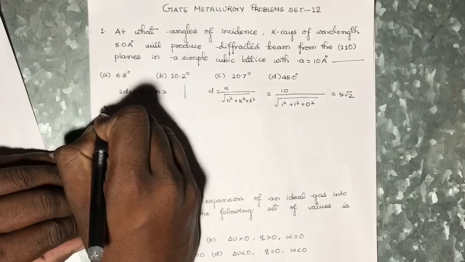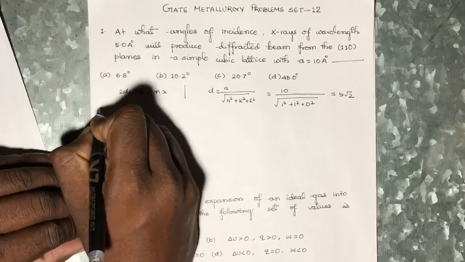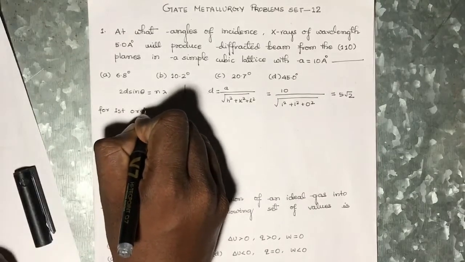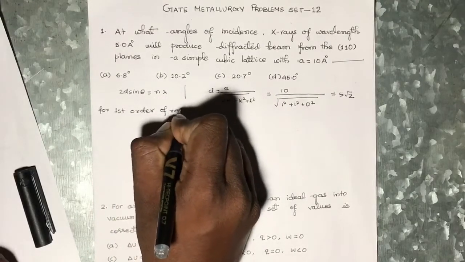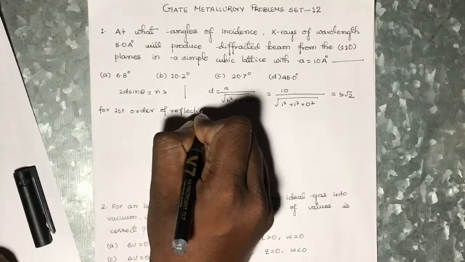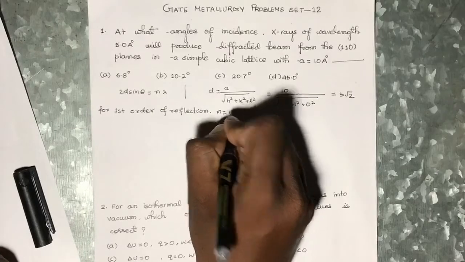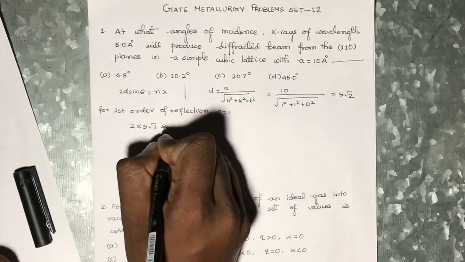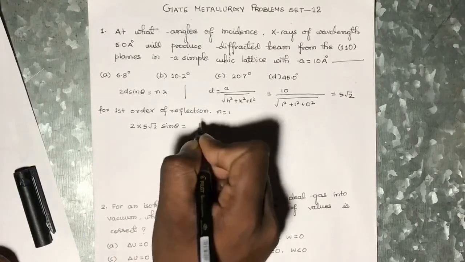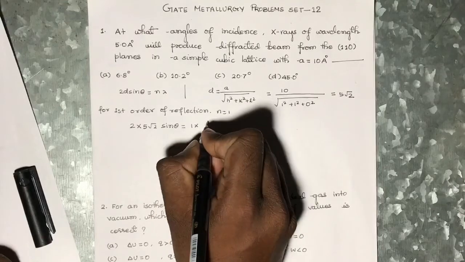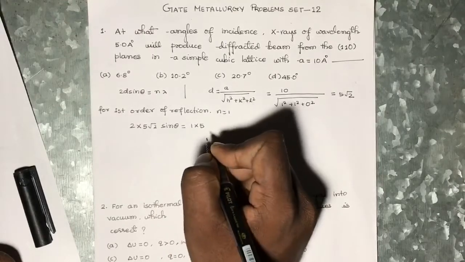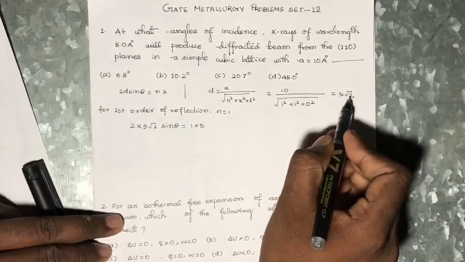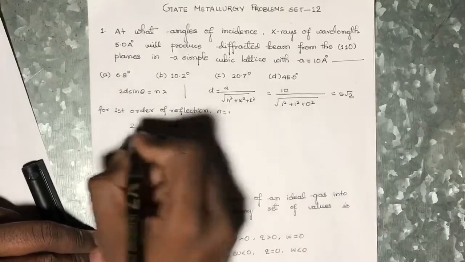So now in the first case we take the first order of reflection, take n equal to 1, so 2 into d, d is 5 root 2, sine of theta will be equal to 1 into lambda, and the value of lambda is 5 angstrom. So you don't have to change it in meter, because here it is also in angstrom.